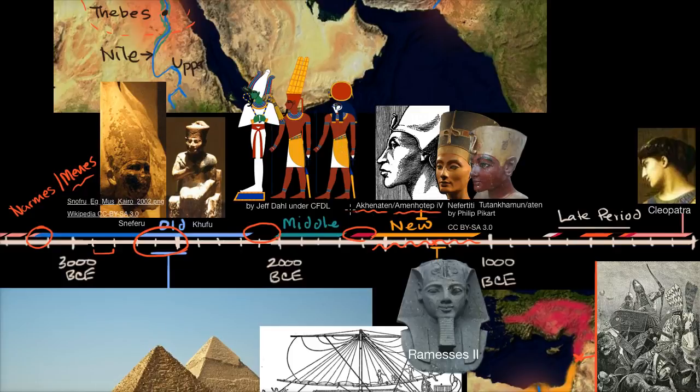Amenhotep IV, or Akhenaten, whichever name you want to use, is he decided, no. I don't like this pantheon, this polytheistic religion that we have. I want to worship one God. And the God that he decides to worship is really you could consider it the sun god or the sun disk. And its representation looks something like this. And it was referred to as Aten.